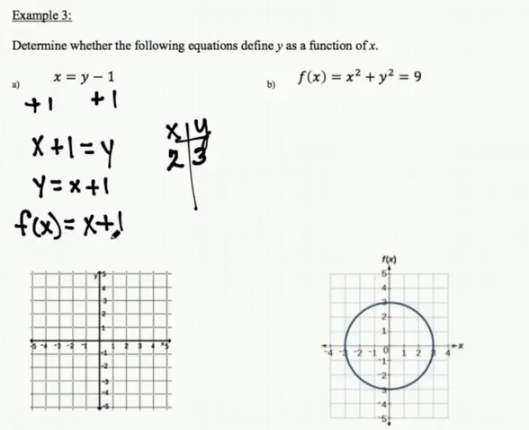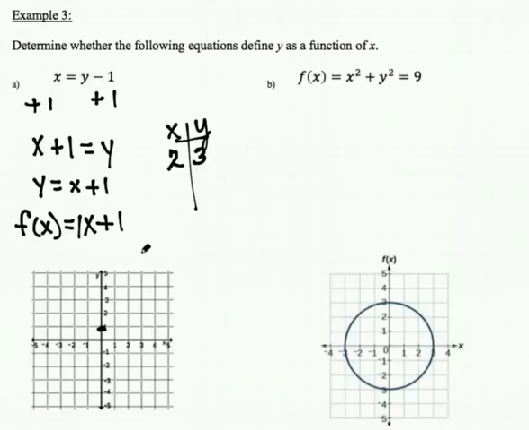f of x equals x plus 1. We know this is a linear equation. This plus 1 tells me my y-intercept is 1. And my slope is 1. So from that point, I'm going to go up 1 over 1. We're going to go up 1 over 1, up 1 over 1. Then I know that this is the equation of a line with a slope of 1 and a y-intercept of 1.